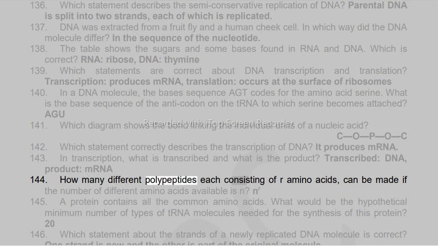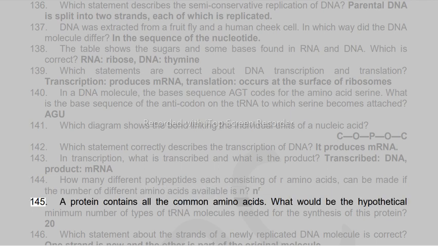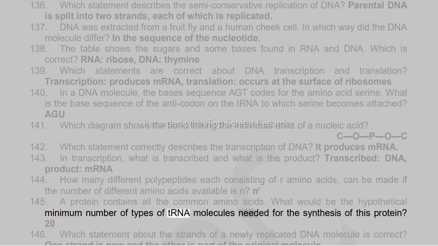144. How many different polypeptides, each consisting of r amino acids, can be made if the number of different amino acids available is n? n to the power r. 145. A protein contains all the common amino acids. What would be the hypothetical minimum number of types of tRNA molecules needed for the synthesis of this protein?